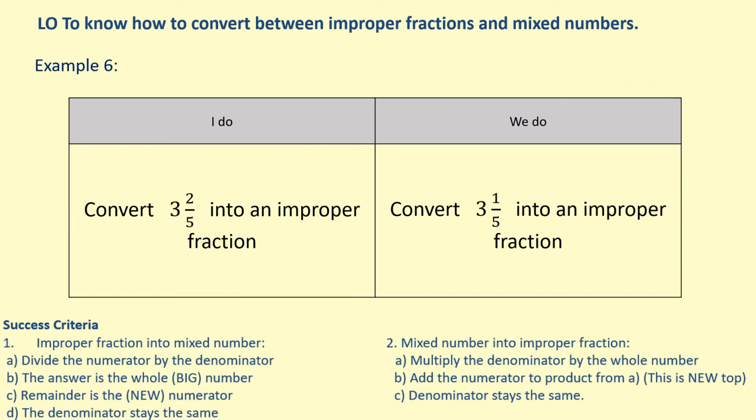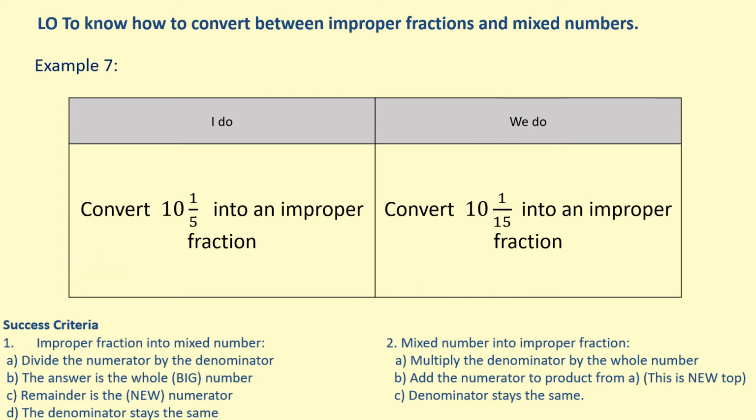Again, the same pattern. The bottom times the big plus the top. Bottom times the big, it's 15 plus 2. 17 over 5. That's easy. Now you do, we do. Again, bottom times the big, 15 plus the top, which is 1, so it's 16 over 5. If that's what you've got, well done.